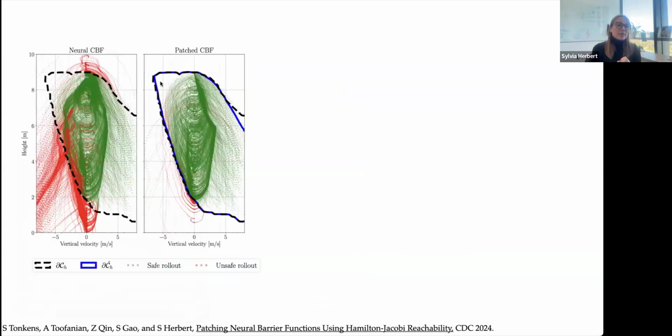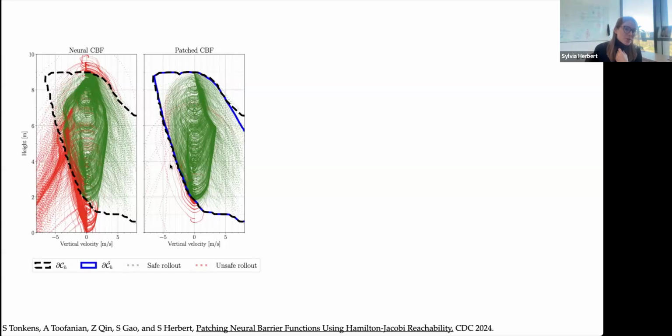So here's rolling out trajectories of the original neural CBF. You see again in green and then in red. I promise that we did try very hard to train this well. It just is really hard to fit these for nonlinear systems with bounds on control and disturbance. And then here's what ours looks like after a few rounds of patching.